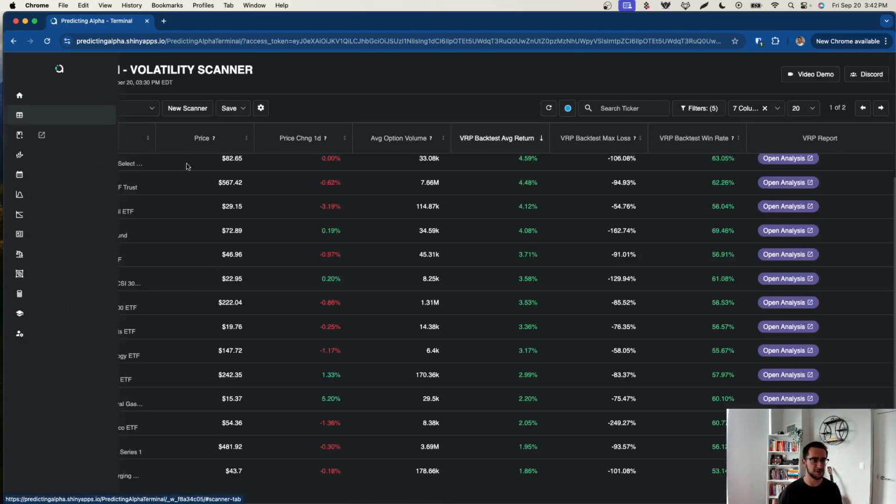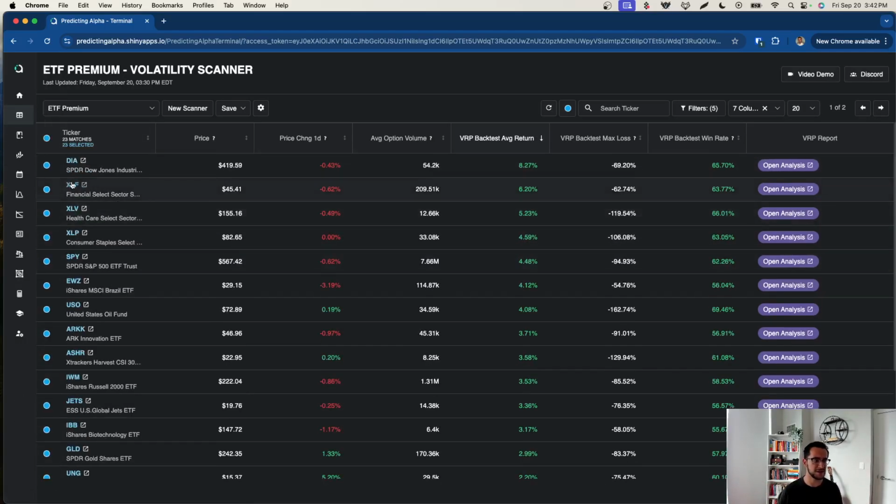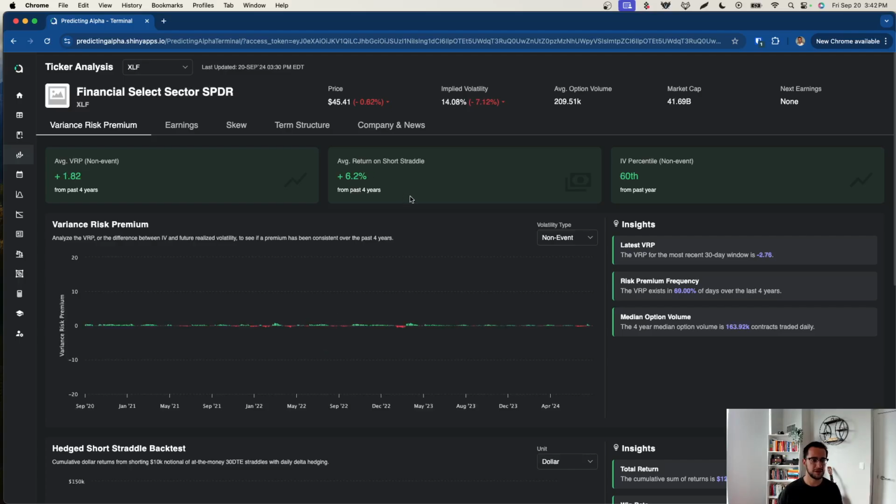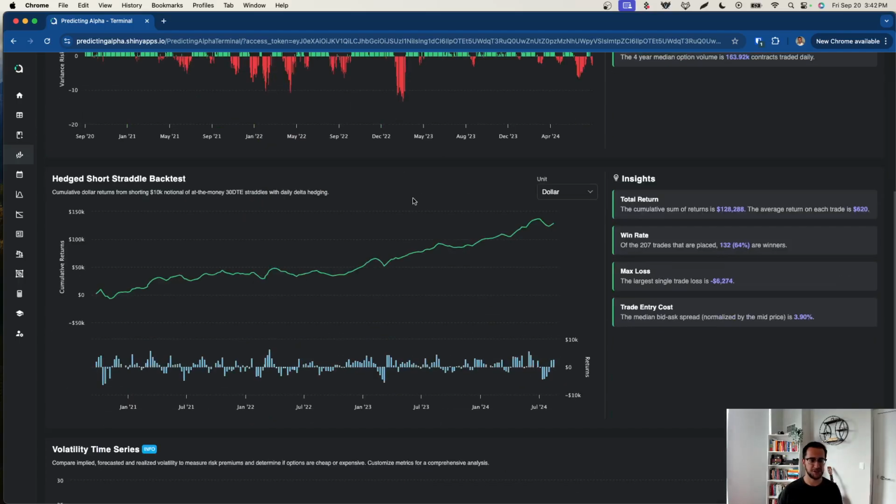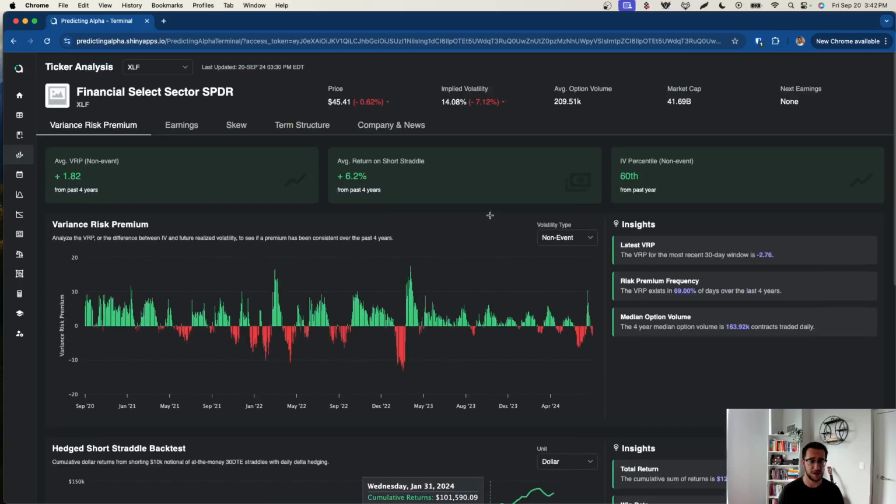As I was looking through them, I took a look at XLF here. We click into it, and check this out. I just take a quick look and I know I like this backtest more. Smooth up and to the right, no major drawdowns, no crazy rallies, just a smooth, steady return that looks really great over the last 4 years. Super happy with this. I definitely want to have something like this in my portfolio.